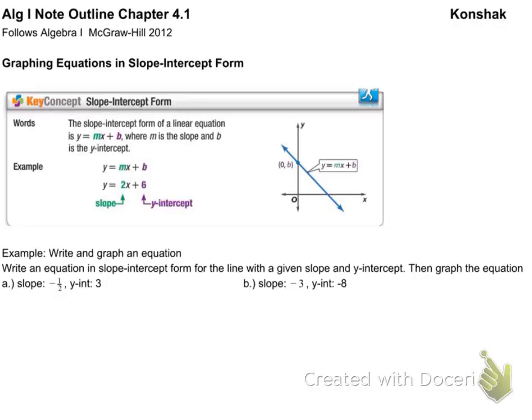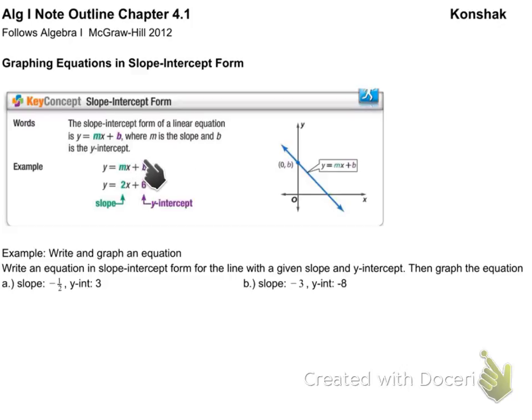This is Algebra 1, Chapter 4.1. Today we're finally talking about slope-intercept form. We are going to talk about slope, which is rise over run, the change in y's over the change in x's. On the last quiz, some people were still putting the x's over the y's. And having a y-intercept, this is what it looks like: y equals mx plus b.